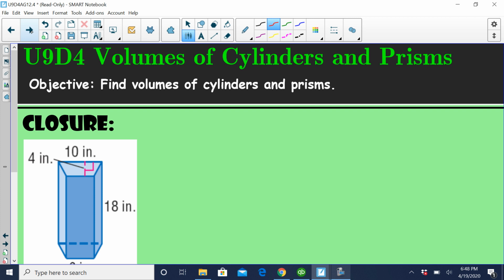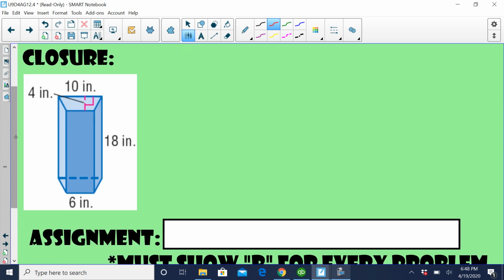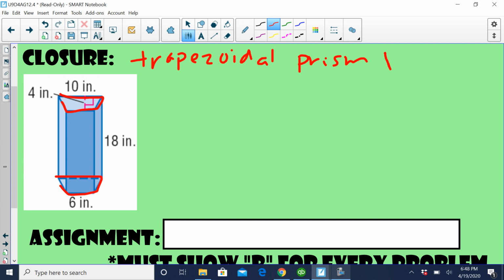This one right here is going back to the prism. If I wanted to name this, what are the shape of the bases here? What are these figures? These are trapezoids. So this would be called a trapezoidal, really weird word, trapezoidal prism. Okay, volume of a prism, remember we go area of the base times the height.